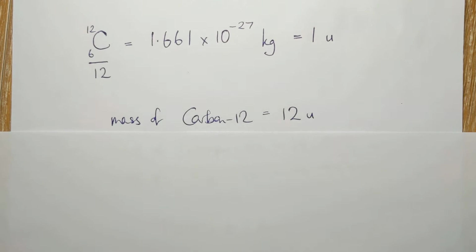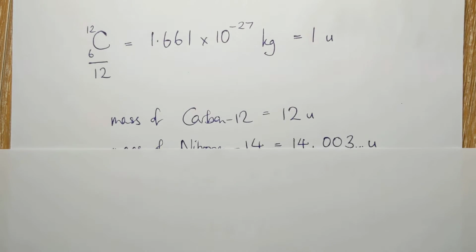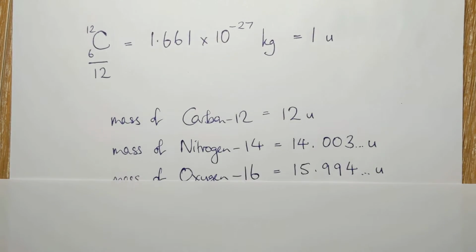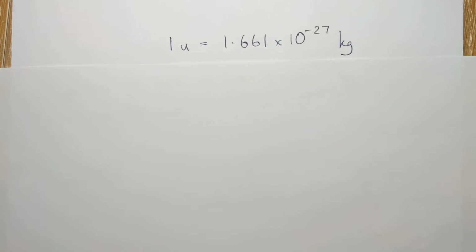Now, if you look up other elements, you'll find, for example, there's nitrogen-14, so the mass of a nitrogen-14 nucleus is very nearly 14 u, and the mass of an oxygen-16 nucleus is very nearly 16 u. Okay, so the atomic mass unit is, roughly speaking, the average mass of a proton or neutron inside the nucleus.